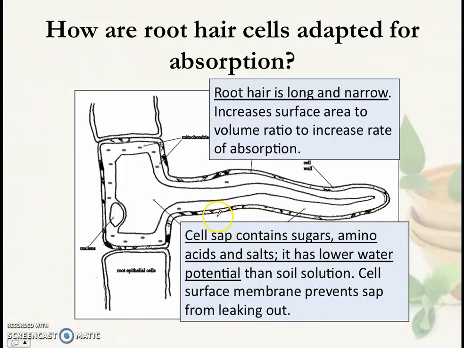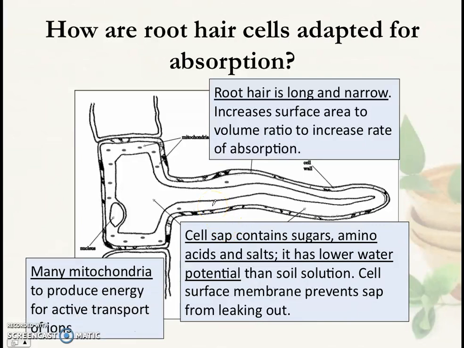Now finally, the root hair cell also has many mitochondria, which produce energy, which the root hair cell needs for active transport of mineral ions.